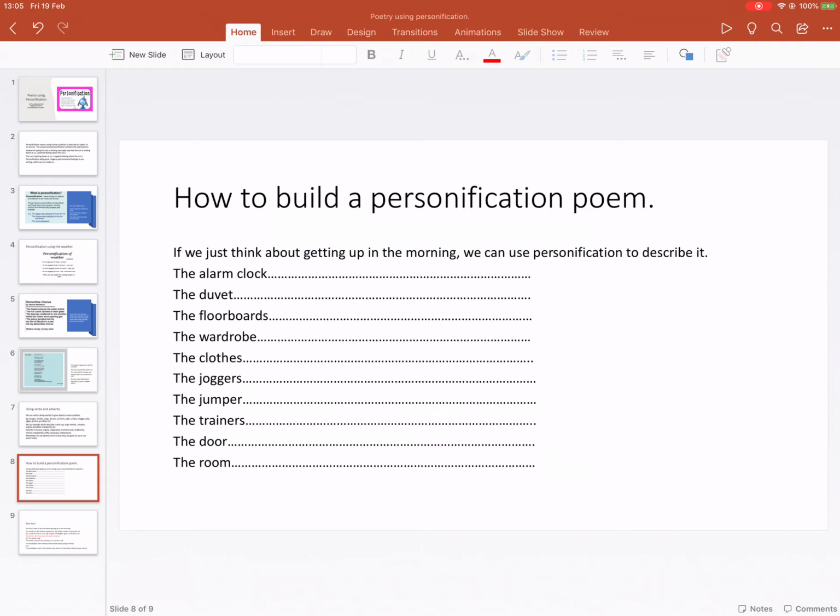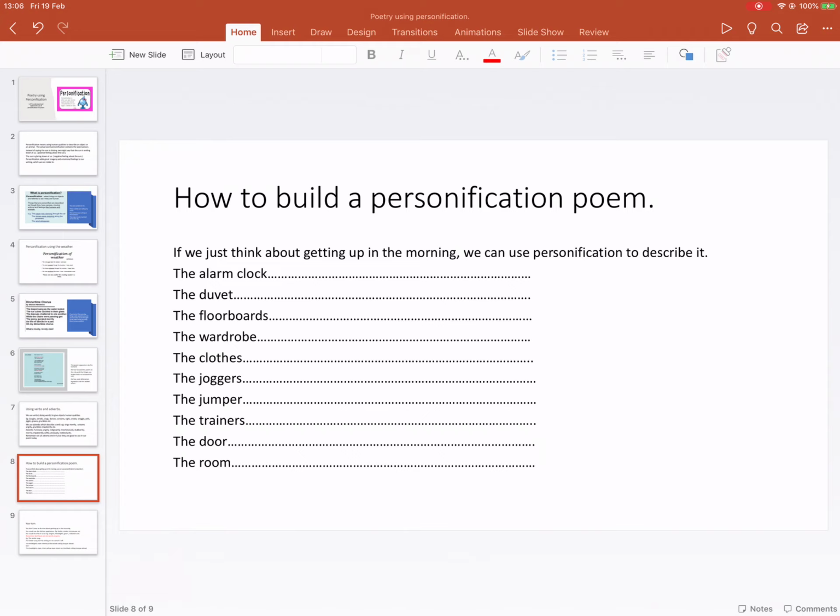The duvet, well, we always push the duvet away from us, so the duvet sighs indignantly as I push it from me. Now you've got the floorboards. The floorboards groan irritably as I tread across them. And then you've got the wardrobe, where you're pulling open the wardrobe. So the wardrobe resists. You could have indignantly, you could have another word. The wardrobe resists angrily as I pull it open.